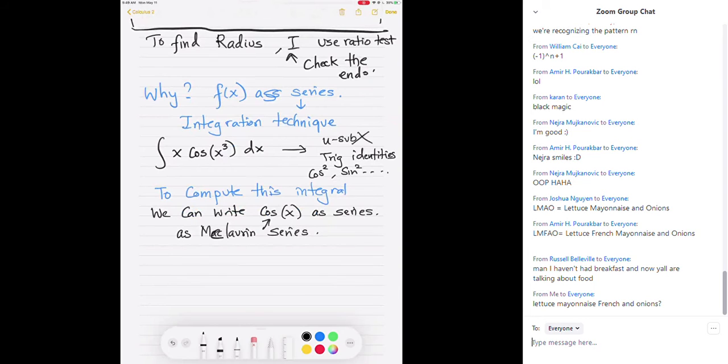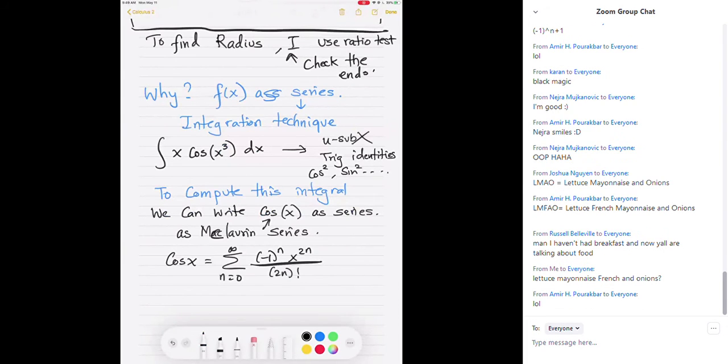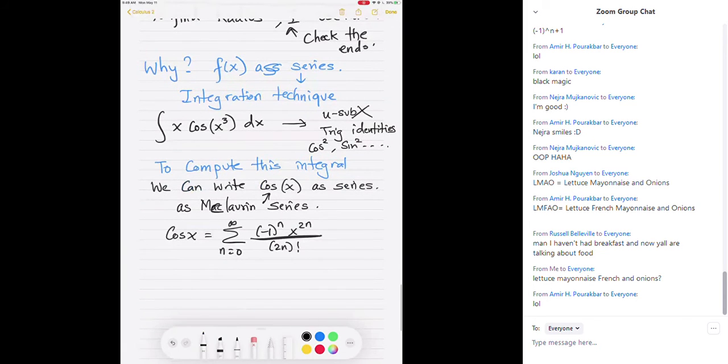So cosine x is, I'm not going to go over the table again because I really want to get to the integral. It is n equals 0 to infinity, -1 to the n, x to the 2n over 2n factorial. That is what cosine x is. So you wanted to integrate that. What does your theorem 2 say? That you can integrate term by term.